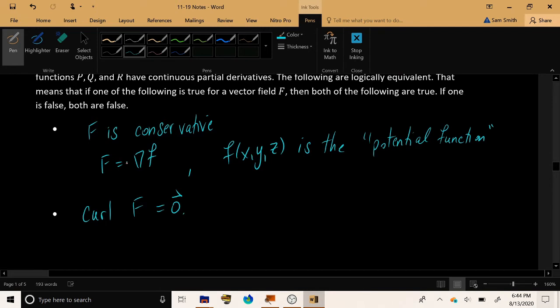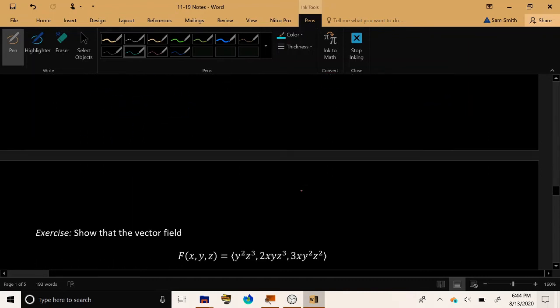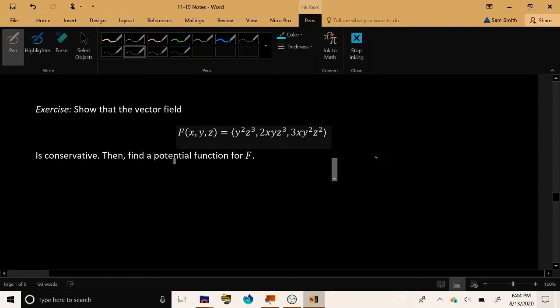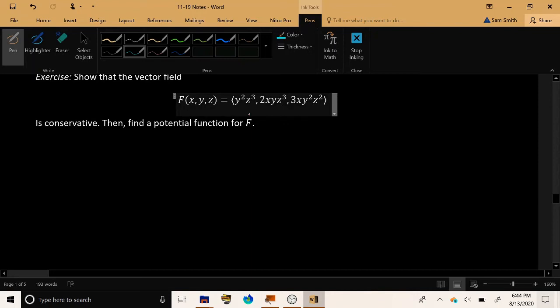So what does this mean? This means that if curl f is equal to 0, there's a potential function out there somewhere, guaranteed. If curl f is non-zero, then there is no potential function, and it is pointless for you to try and look for one. So let's do a quick example with the following vector field. Show that the vector field f of x, y, z equals y squared z cubed, 2xy z cubed, 3xy squared z squared is conservative, and then find a potential function.